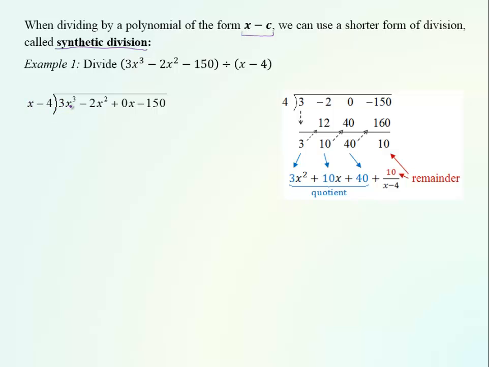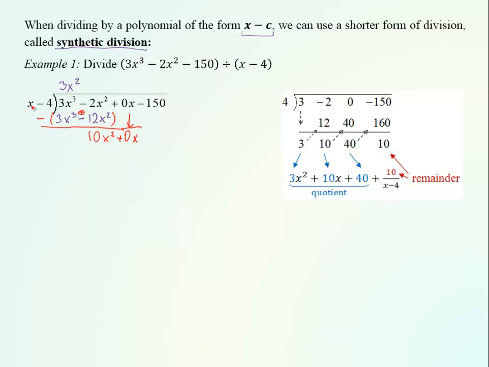X goes into 3x cubed, 3x squared times. We multiply, so it's 3x cubed minus 12x squared. Bracket around and subtract by changing the sign and adding. So negative 2 plus 12 is 10x squared. Drop the 0x even though it's 0.